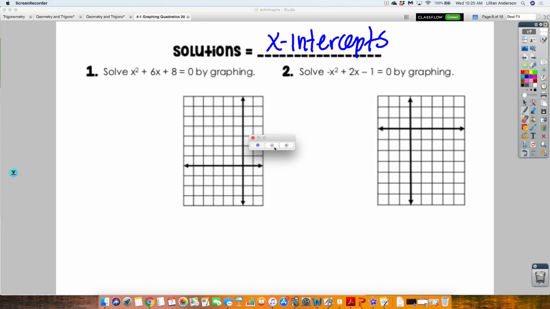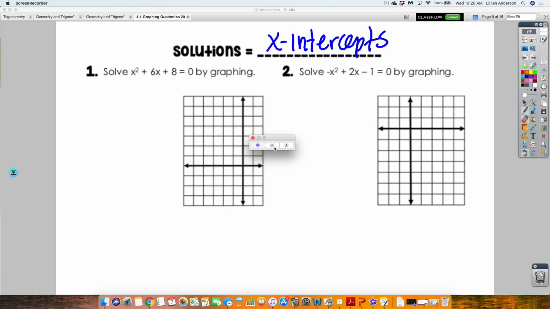When you plug in -2, what'd you get? 0. -1 gives 3, and 0 gives 8. Okay? So -2, 0. -1, 3. 0, 8. So for those who plugged in -4, did you get 0? And those who plugged in -5, did you get 3? Yes. You should have. They are symmetric. There we go.